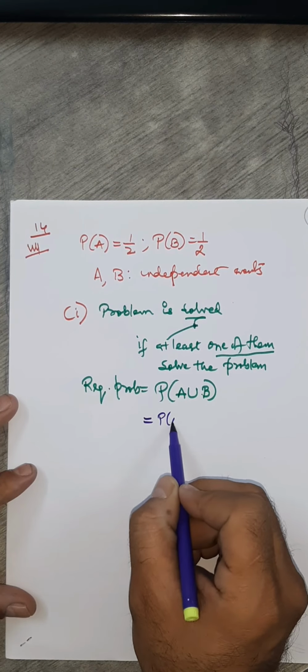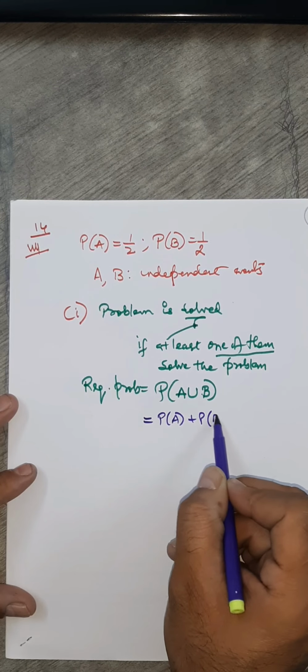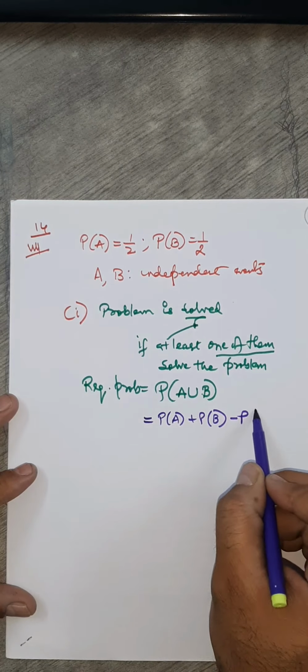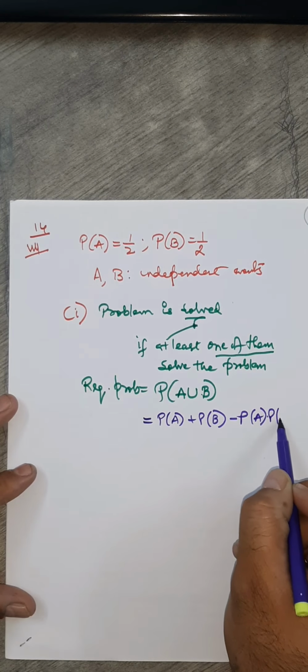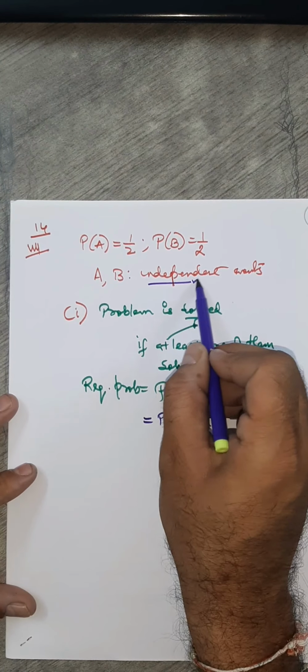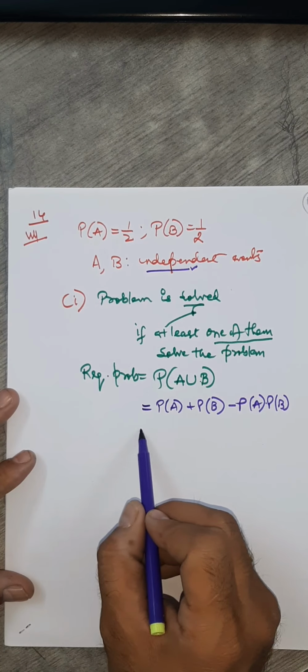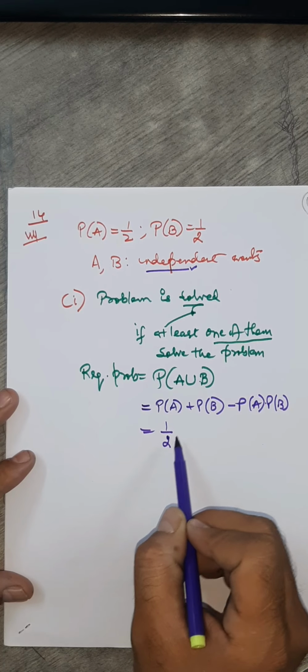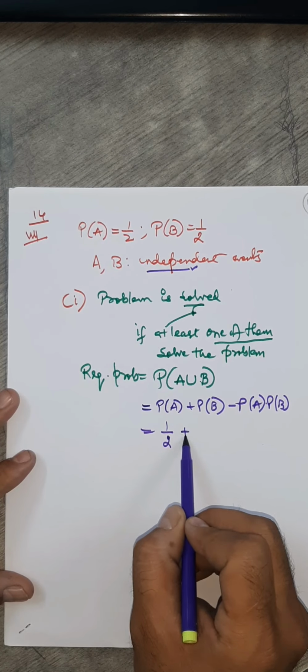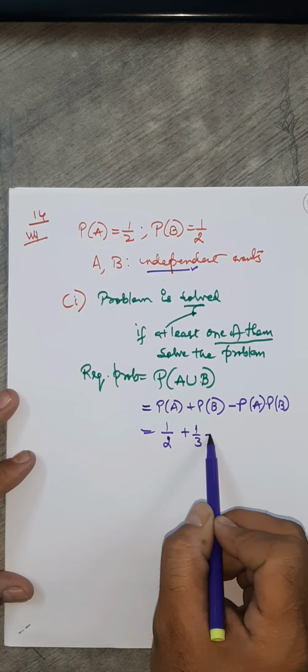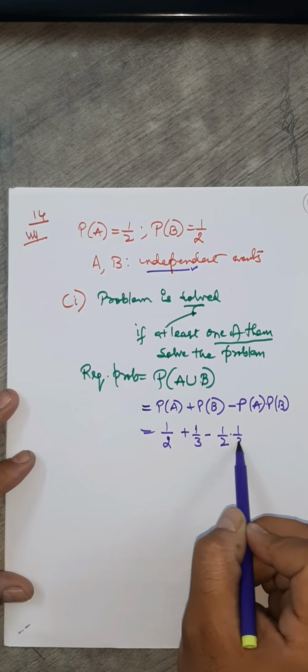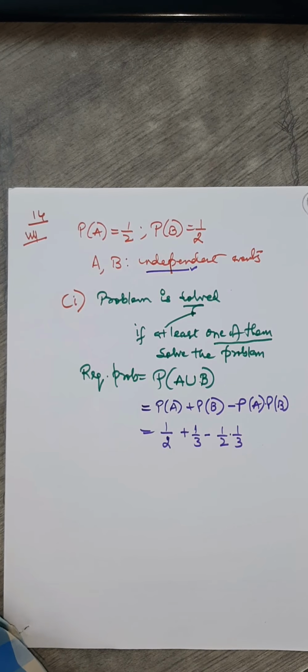Now how do we write? P of A plus P of B minus P of A intersection B. But the intersection we can write as a product because the events are independent. So let's place the values. So here 1 by 2 plus 1 by 3 minus 1 by 2 into 1 by 3. Okay, that is given to us.